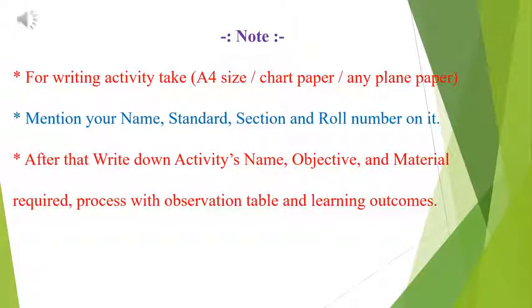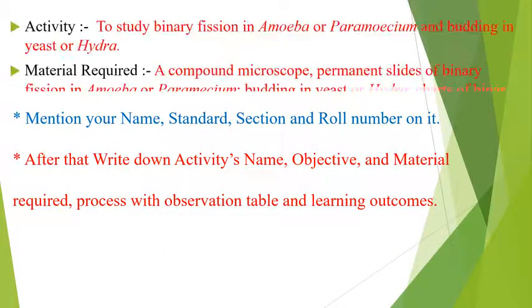Before going to start our activity, some points need to be noted. For writing the activity, take A4 size paper or plain paper or chart paper. Mention your name, standard, section and roll number on it. After that, write down the activity name, objective and material required, process with observation table and learning outcomes.